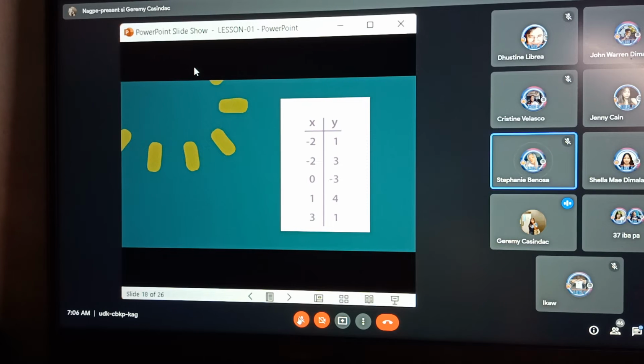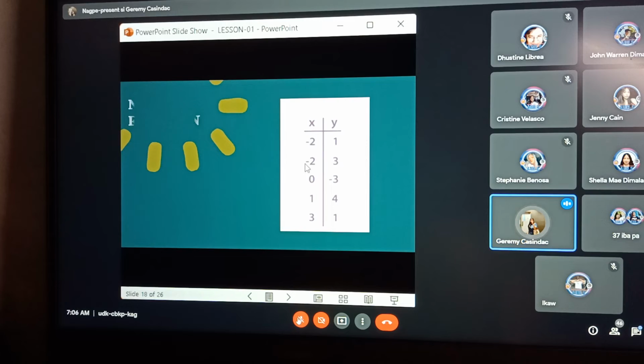Okay, Benosa. Not function po kasi po may parehas po yung negative 2, kaya not function po. Okay, that's correct. As you can see, definitely, nag-repeat yung ating negative 2. So, therefore, this one is not a function. Okay na, kasunod ba? Yes po.